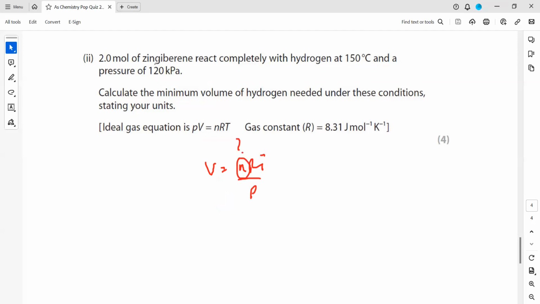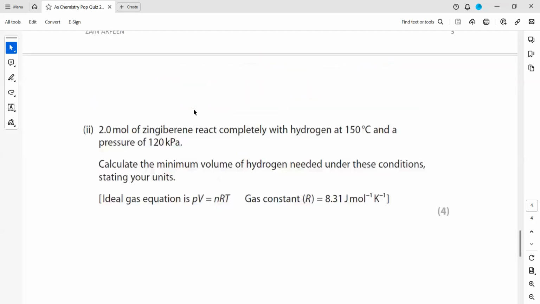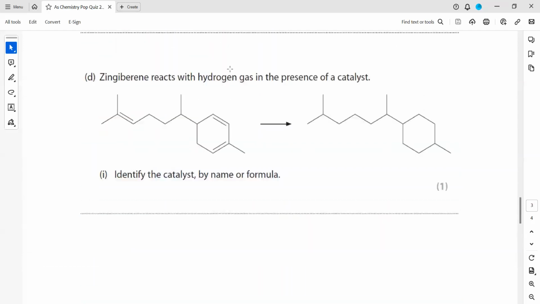For this n, you have to check the ratio. How many moles of hydrogen do I need? Here is a double bond, so I need 1 mole for this. Here is a double bond, I need 1 mole for this. And here is a double bond, I need 1 mole for this. The ratio, which means how many moles of hydrogen I need here: I need 3 moles of hydrogen if 1 mole of the compound is there.